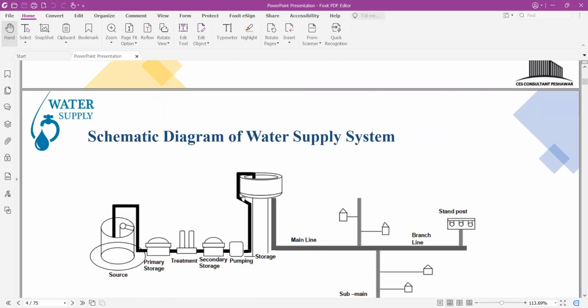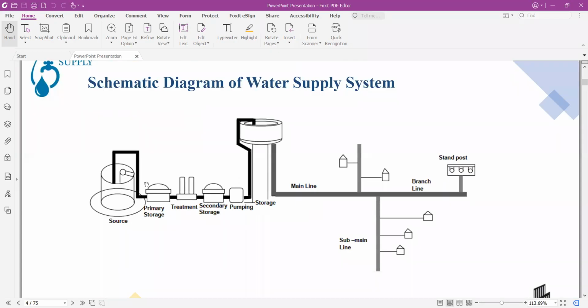So this is a schematic diagram of a water supply system. We collect the water from the source through pumping and store it in some primary storage, and then if treatment is required, we provide a treatment, and after treatment it's stored in the secondary storage. After secondary storage, we then pump to the storage or a high elevated tank, so we can provide water through some head to the community or a society.